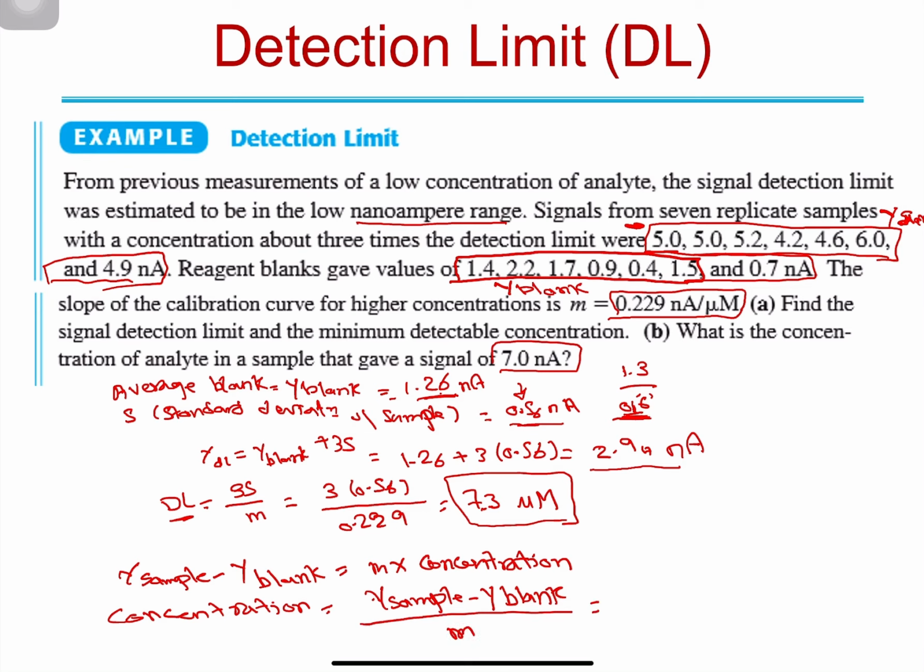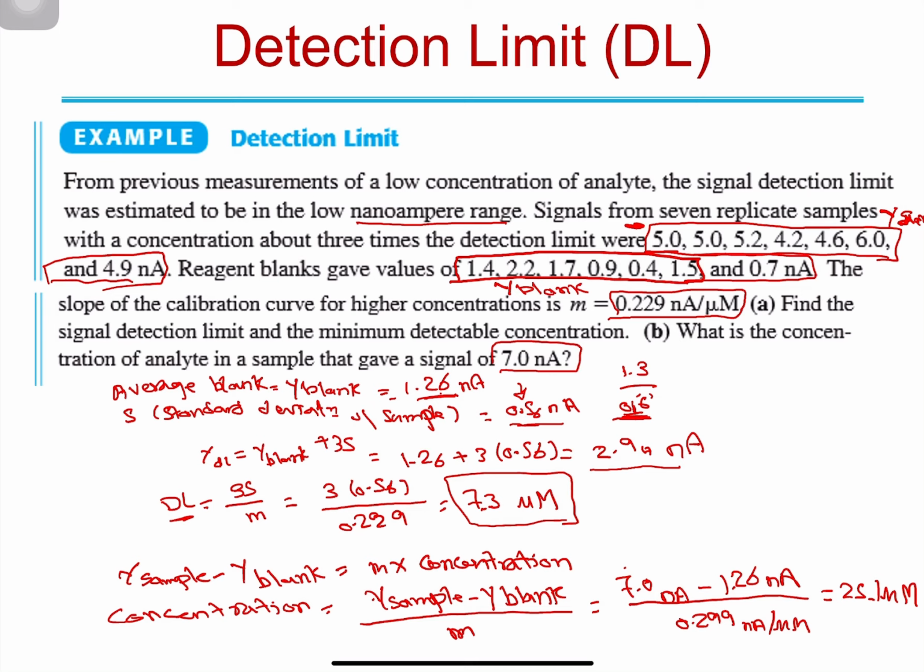So the Y sample is 7 nanoampere minus the Y of the blank, which is the average of the blank, 1.26 nanoampere, divided by the slope, which is 0.229 nanoampere over micromolar. So the answer here is going to be 25.1 micromolar. So this is the concentration of the sample that gave a signal of 7 nanoampere.